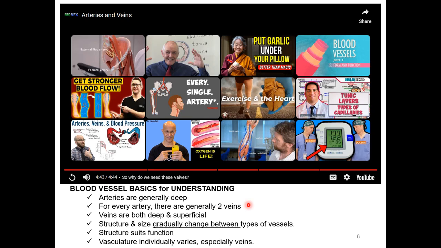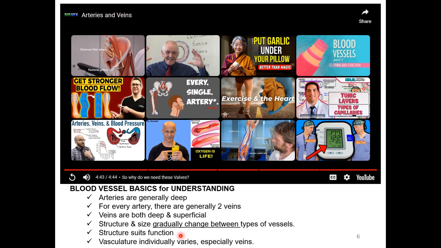Veins are going to be positioned adjacent to arteries, so the pulsing is going to help return blood, and I'll explain that later. The size, so it's anatomy class, right? So we're going to just talk about arteries, and they become arterioles, and then capillaries, and venules, and veins. All of these, they're going to be gradually changing size. Okay, so we're going to go from larger to smallest, the capillaries, and then they go from smaller to larger as we return to the heart.